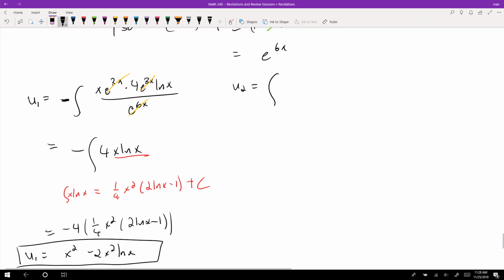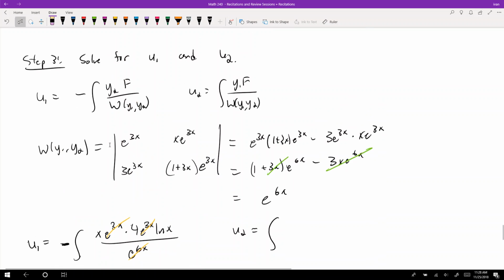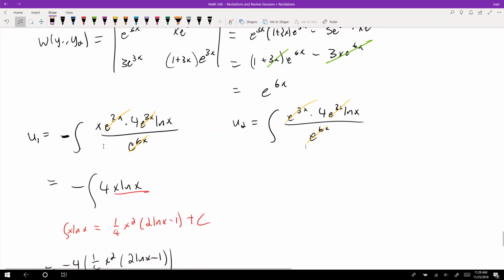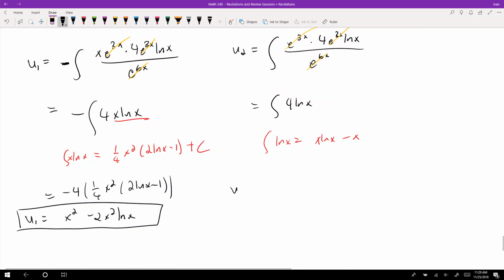u2 is equal to the integral of y1 f, so that's e to the 3x times 4 e to the 3x ln x, divided by the Wronskian, which is e to the 6x. Again, immediately those die, and now you get the integral of 4 ln x. The integral of ln x is also something you should either have memorized or on a cheat sheet: it's equal to x ln x minus x. So then u2 is going to be 4 times (x ln x minus x), which is equal to 4x ln x minus 4x.